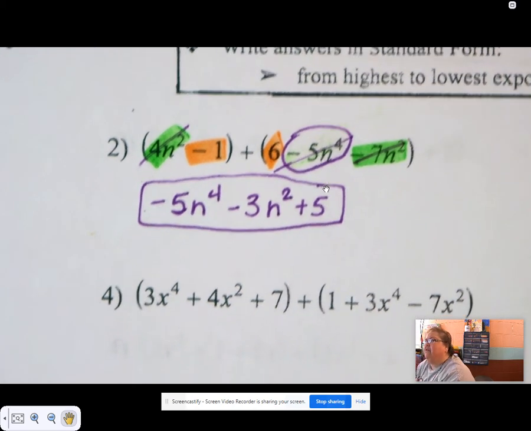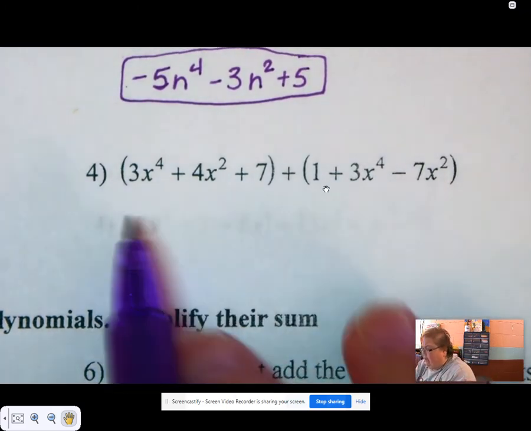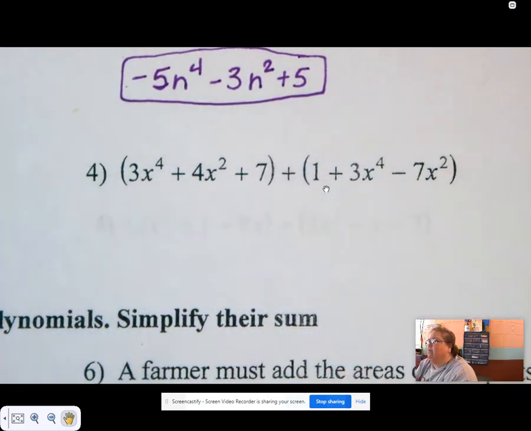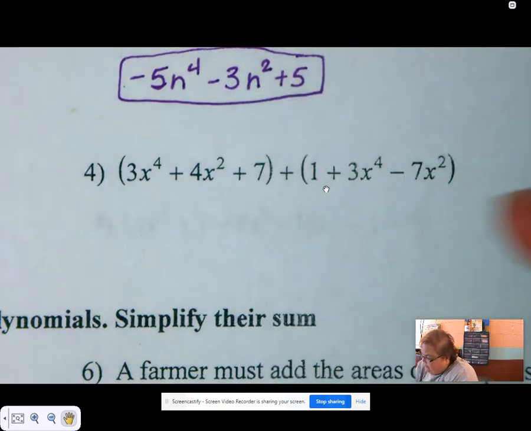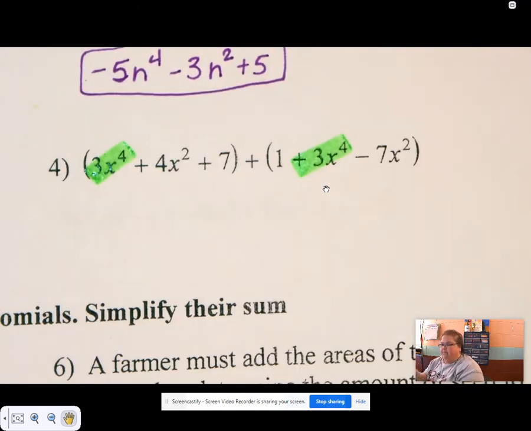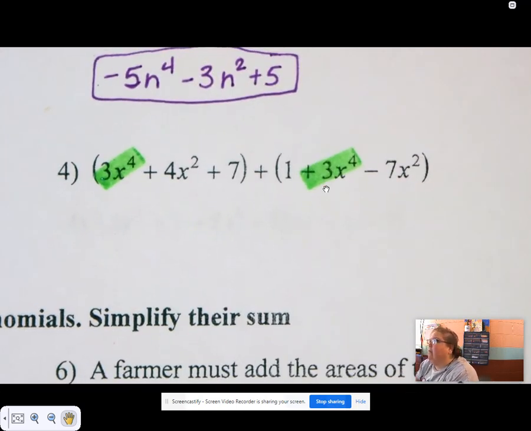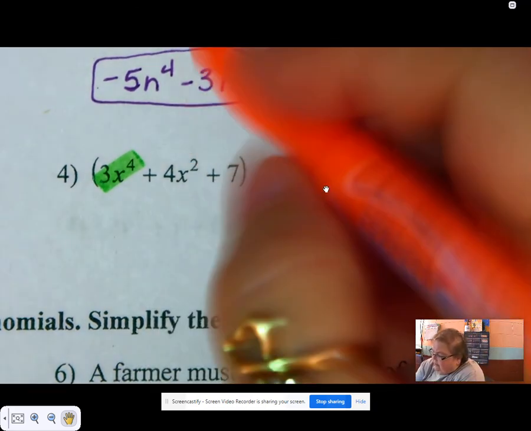Okay, I want to go down to example 4. Here's example 4, and I have a trinomial plus a trinomial. Okay, so let me find those like terms. Somebody give me one of the like terms, please. Plus 3x to the 4th, I like that. Taylor, give me another one, please. Oh, I'm sorry, say that again. I've got a 7 here that's a constant.